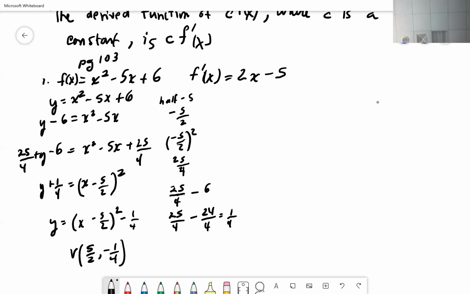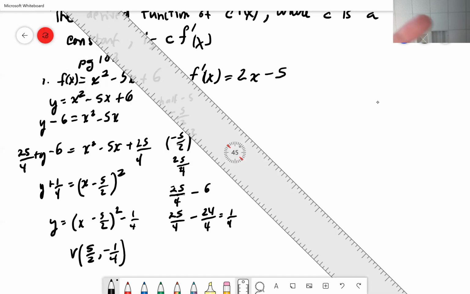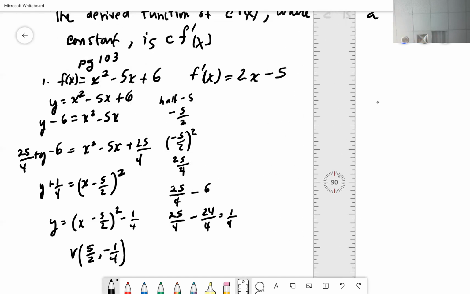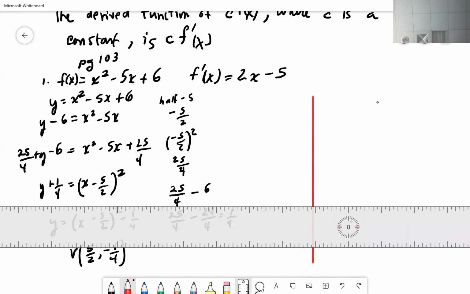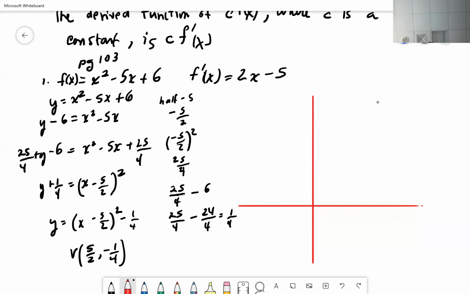Make sense? We're good? We've done this. So again, this is not part of the problem. So I'm going to go ahead and create an axis here. Now, these are not pretty numbers, but whatever. It's the numbers in the book, and we should be able to do it anyway. So I'm going to go 5/2, that's 2.5, 1, 2, 3, and negative 1/4. So right here, this is the vertex.